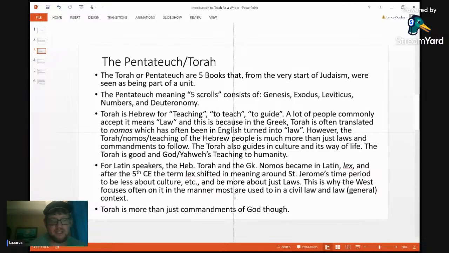A lot of people commonly accept it as meaning law, and this is true that it does mean law, but I'm going to go a little deeper into that. In the Greek, Torah is often translated to nomos, which has often been in English turned into law. However, the Torah, the nomos, the teaching of the Hebrew people is much more than just laws and commandments to follow. The Torah also guides in culture and its way of life. The Torah is good in God Yahweh's teaching to humanity.